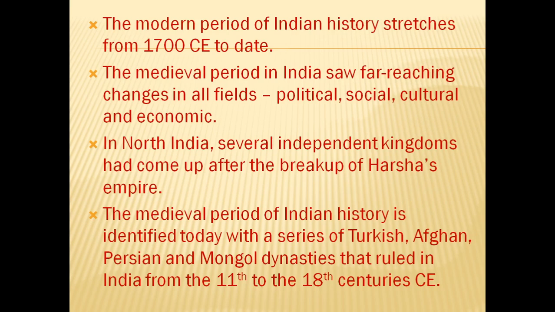In the beginning of the medieval period, South India remained largely unaffected by the events in the north. Prosperous kingdoms like the Cholas and the Rashtrakutas flourished in the south. So, the famous kingdoms during the medieval period were Turkish, Afghan, Persian, and Mongol. And we can include in the southern part the kingdoms like the Cholas and the Rashtrakutas.